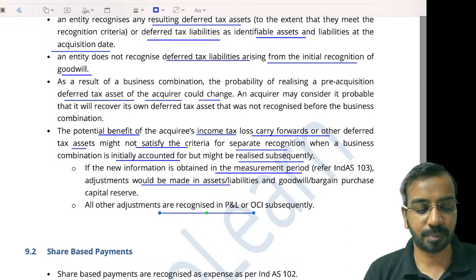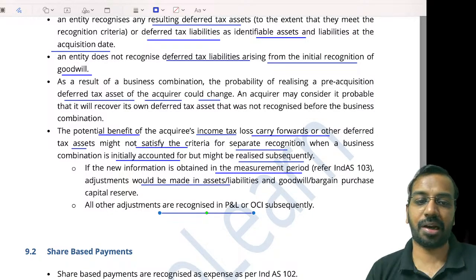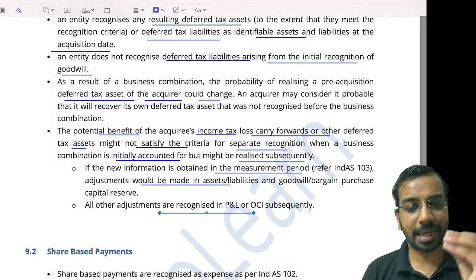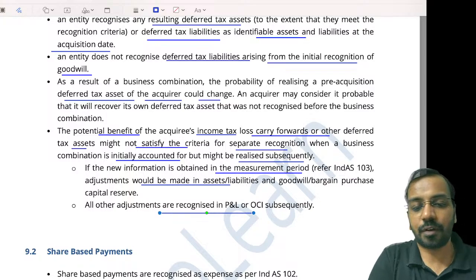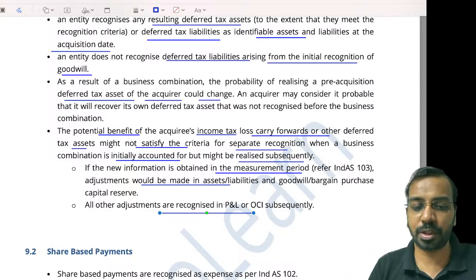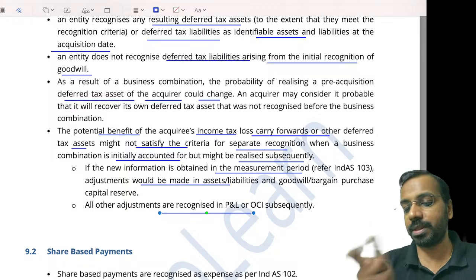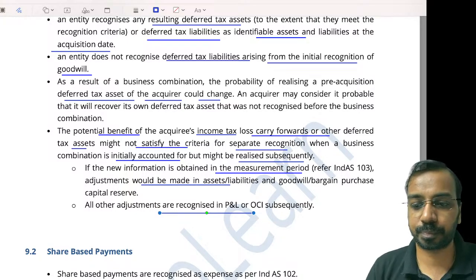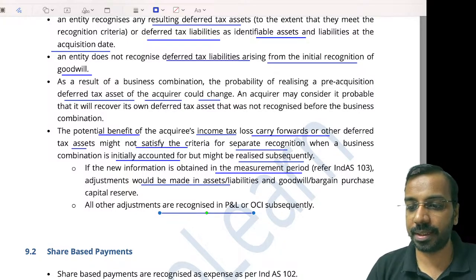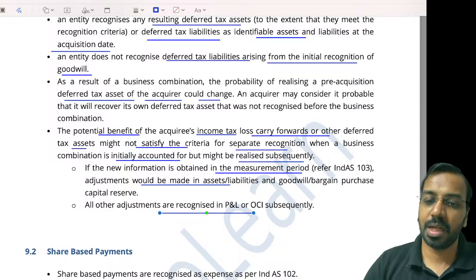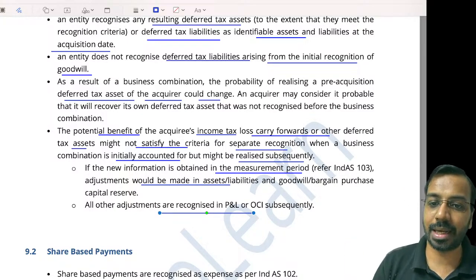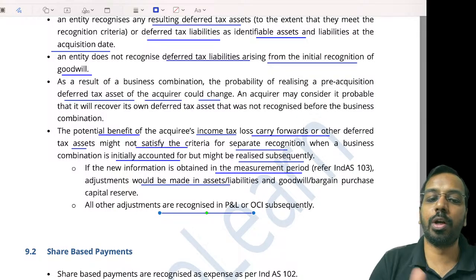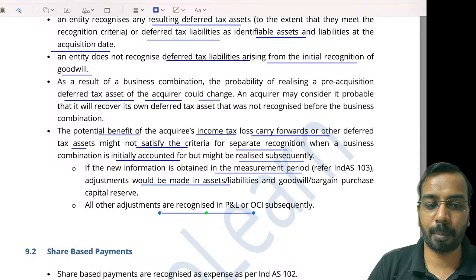So the meaning of this is, when I did the initial acquisition accounting, I could not identify the deferred tax asset for lack of information. Now, if the information is obtained within the measurement period, how much is the measurement period? Let me see how many of you remember. How much is the measurement period for deferred tax for business combination under Ind AS 103? The measurement period is 12 months. So, if you get the information within 12 months, then in that case, you will recognize. Otherwise, you will not recognize, you will take it to subsequent P&L.